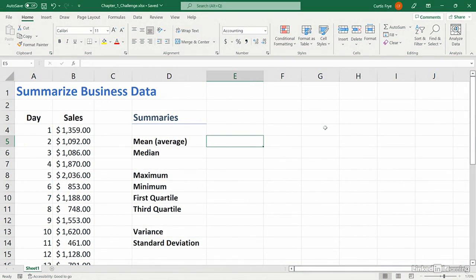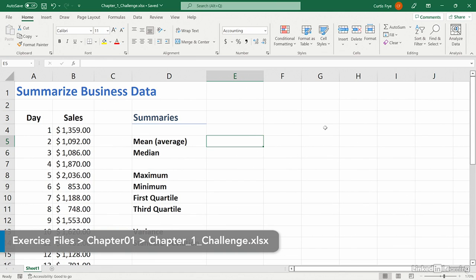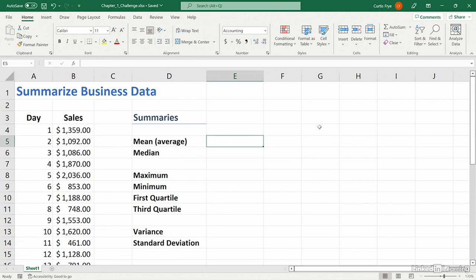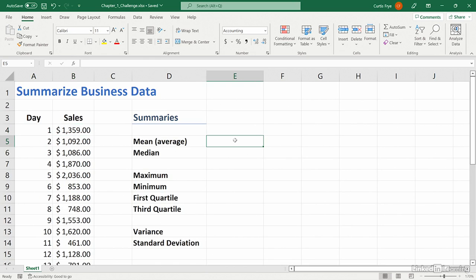In the previous movie, I described a set of challenges working with the skills that you learned in Chapter 1. Once again, we're working with 30 days of sales data, and we can see that over here on the left in columns A and B. I have the sales broken down by day, and you see that we do in fact have 30 days of data.